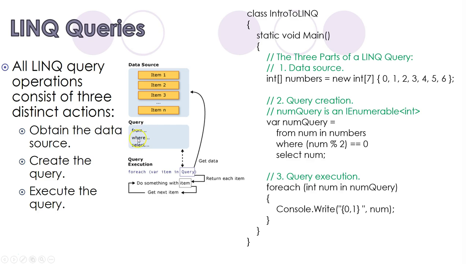The query has from, where, select syntax. And then for this query, which you stored in numQuery here, you return each item and do something with that item and then get to the next item. So this is how this LINQ query works.